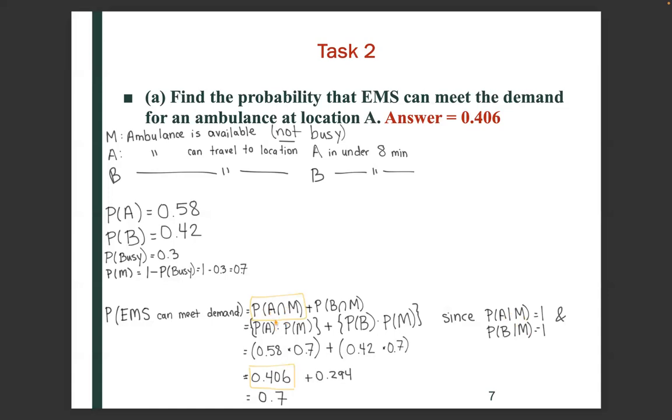So here, to solve this, we can just multiply the probability of A, which is that the ambulance can travel to location A in under 8 minutes, times the probability of M, which is that the ambulance is available. So the probability of A is 0.58, and the probability of M we calculated as 0.7. So 0.58 times 0.7 is 0.406, which is what we're interested in.